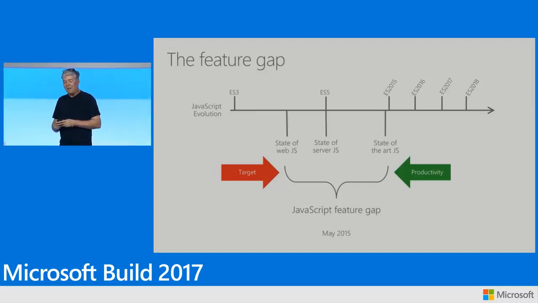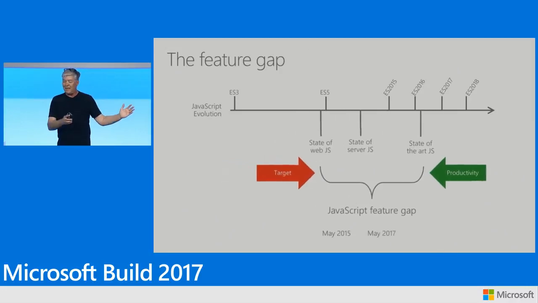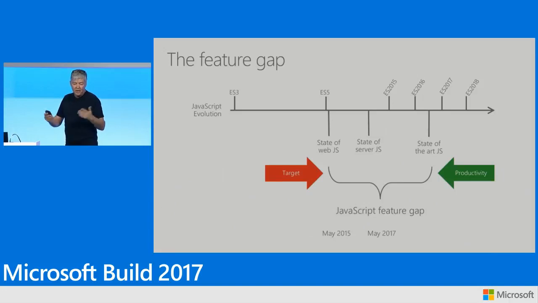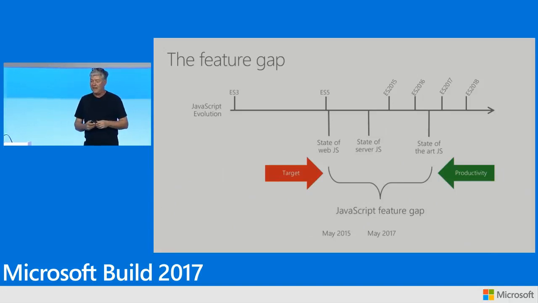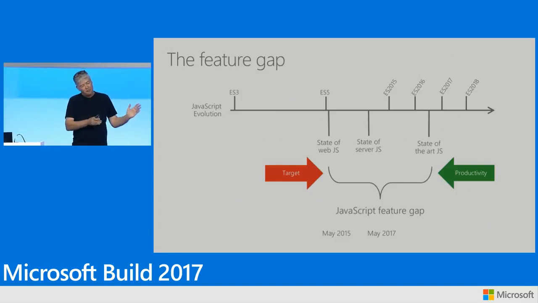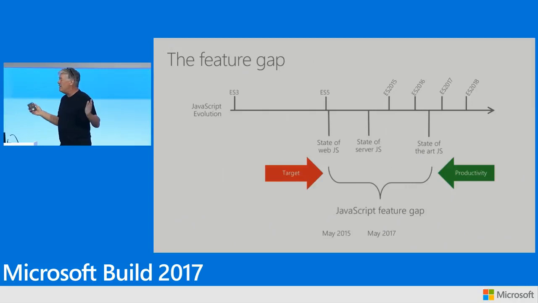And that gap is not a one-time phenomenon. It's a thing that just continues to exist. Here we are now 2 years later. We're about to ratify ES 2017, yet on the server, Node.js has yet to get ECMAScript 2015 modules. They're still doing CommonJS. And we've only just gotten to the point where you can assume ECMAScript 5 in your browser. So this gap continues to be there.